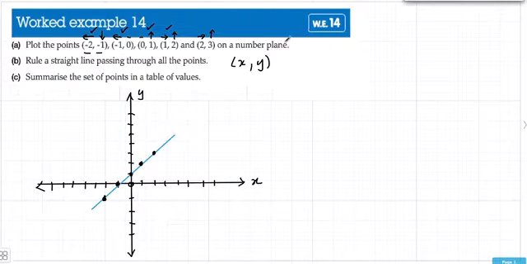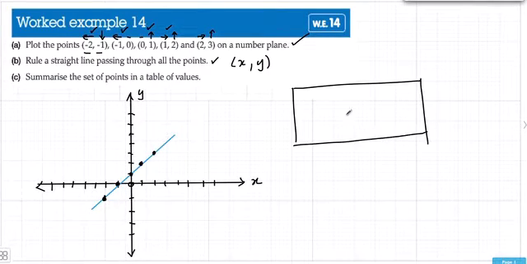So that's the first part, plotting the points. The next part of the question was rule a straight line passing through all the points. We've actually done that already. The last part is summarize the set of points into a table of values. Now a table of values is all about having your x and your y values like this in a table. Now remember that x is always the first one and then y. So if we look at the first pair of coordinates, see the first pair of coordinates looks like that.